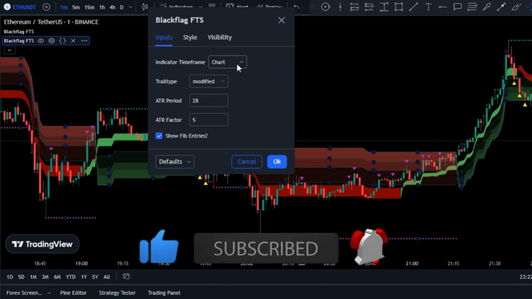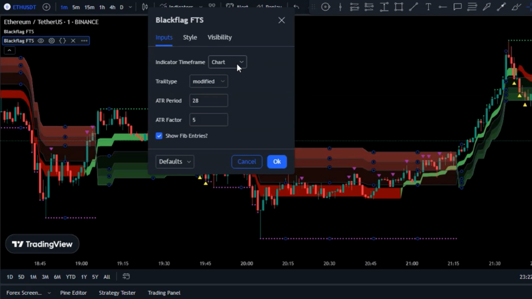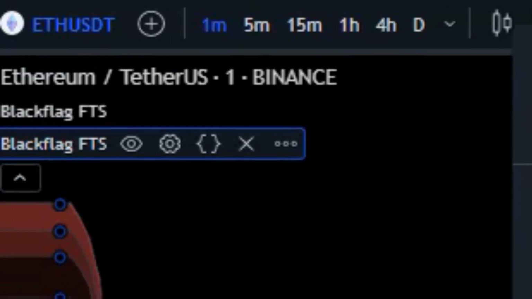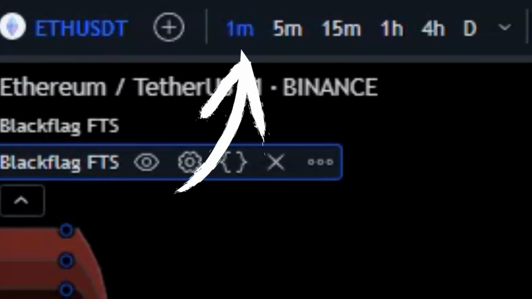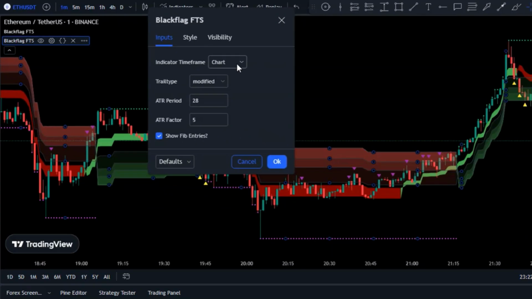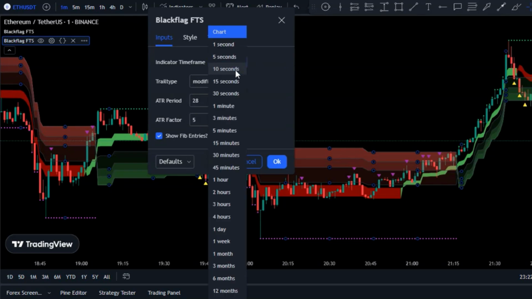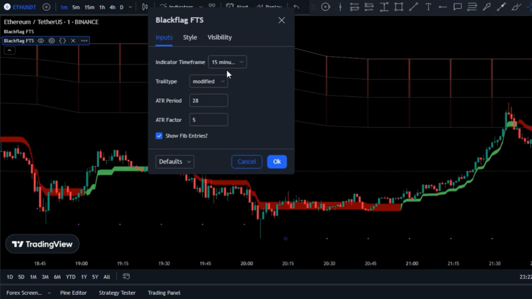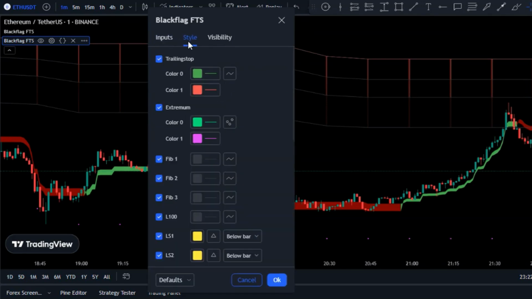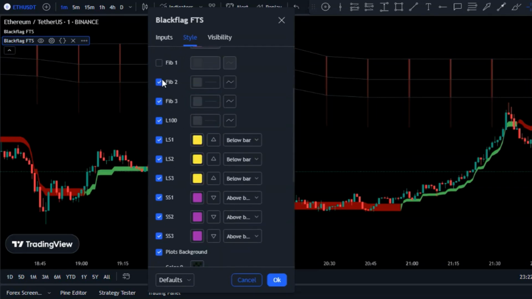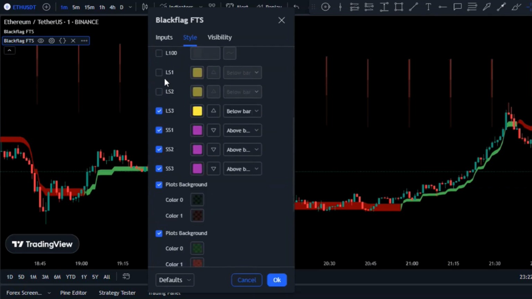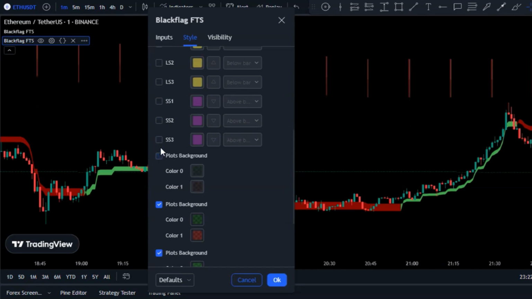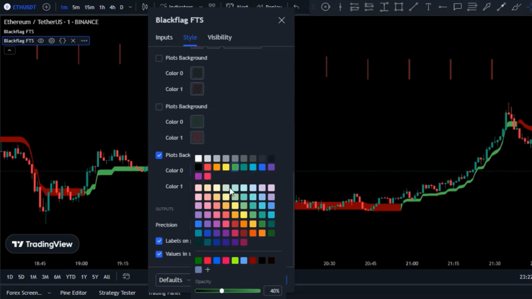You have to set the time frame of this indicator 1 or 2 time frames higher than the trading time frame. For example, now my trading time frame is 1 minute, so I should set the indicator time frame to 5 or 15 minutes, which I choose the 15 minutes time frame. Then head over to the style section and just activate the plot's background and set the color to green and red respectively.